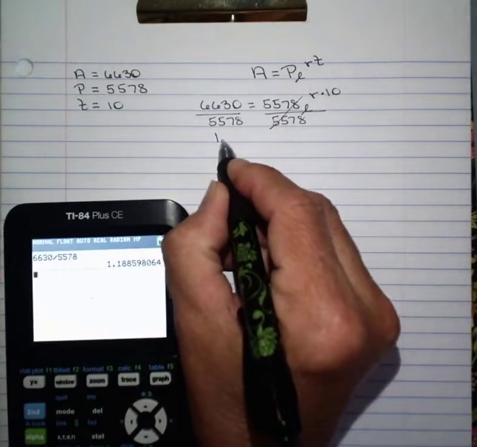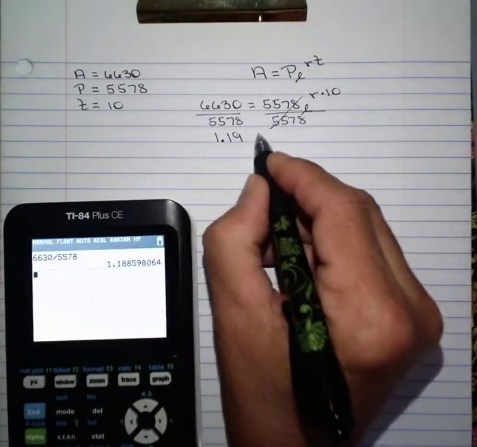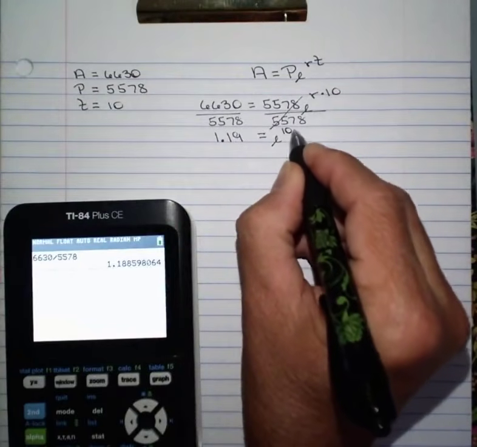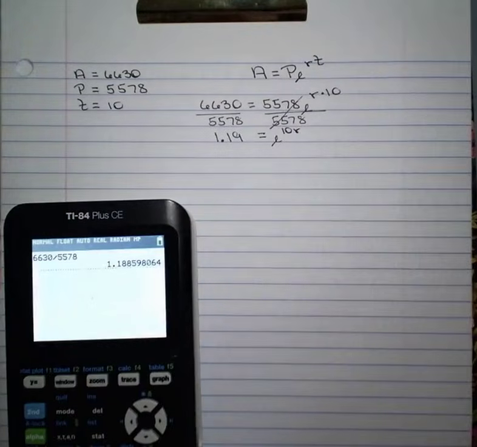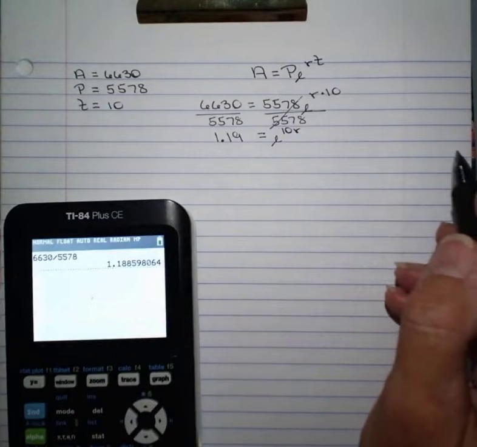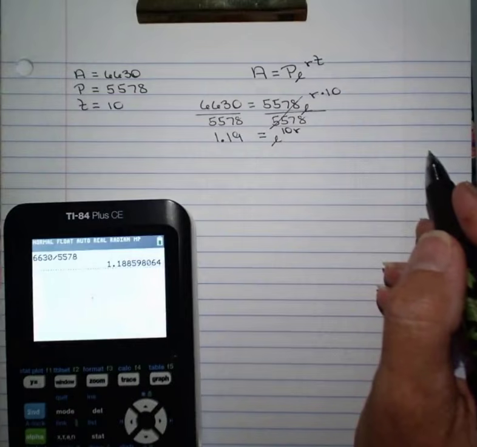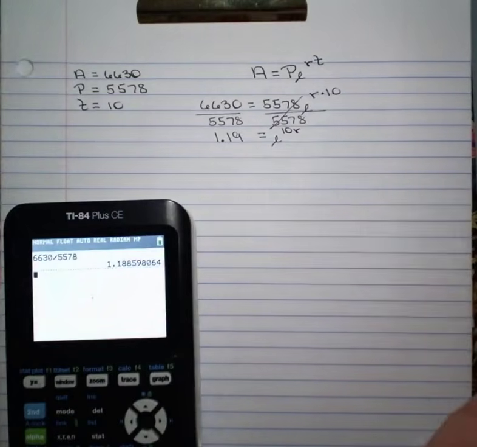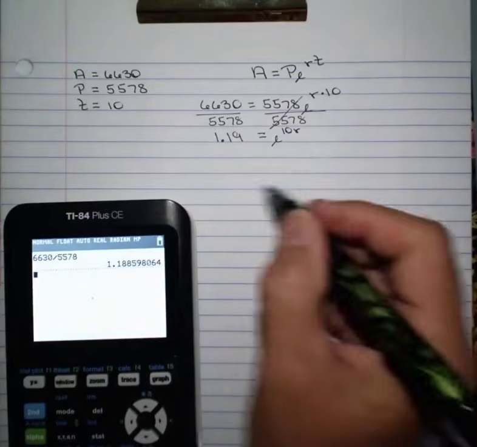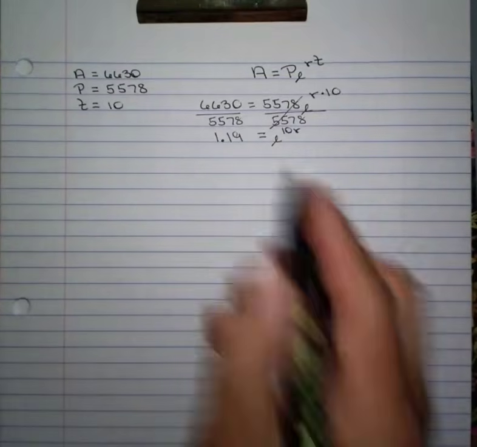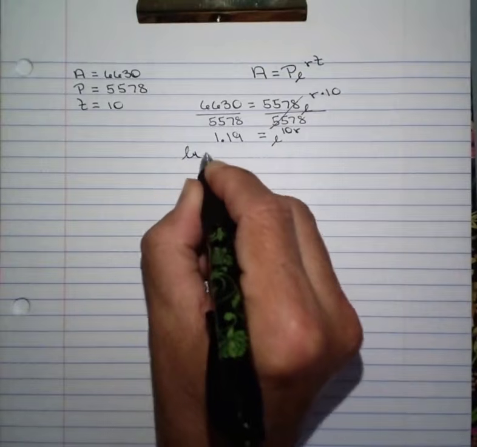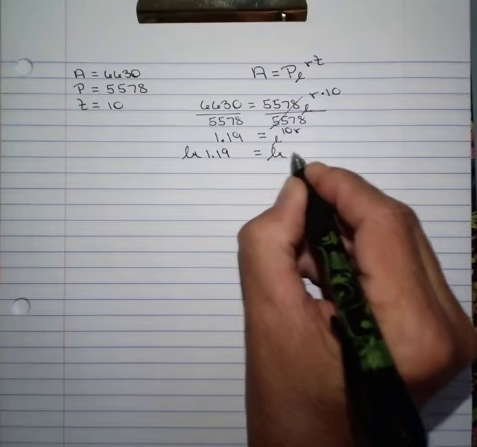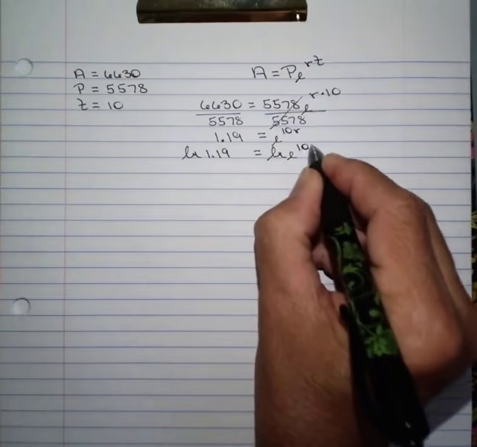But over here I've got 1.19, and that is equal to e to the power of 10r, right? I could rewrite that; it would be better as 10r than r times 10. And now what can I do? Well, now I can take the log of both sides. That's how I would solve it. And since it's e, I'm going to take the natural log, right? So I'm going to take the natural log of 1.19, and that's going to equal the natural log of e to the power of 10r.